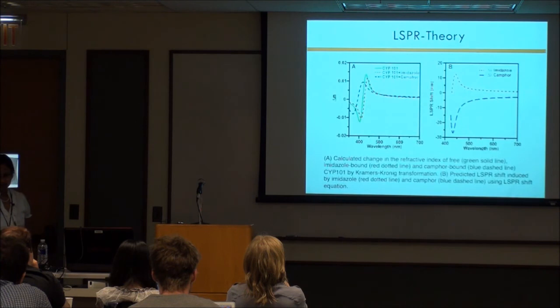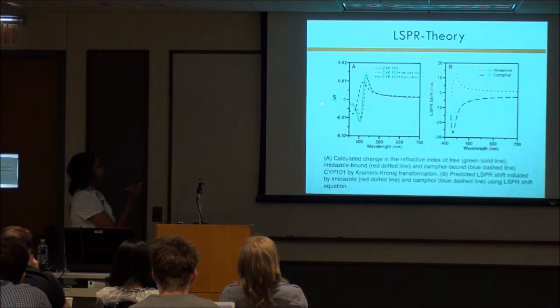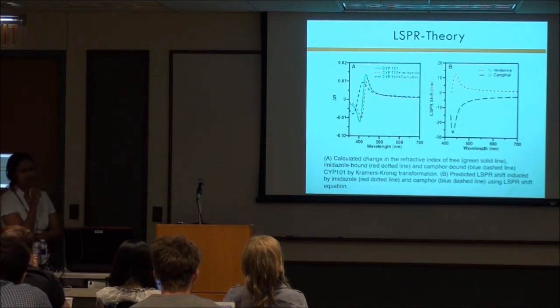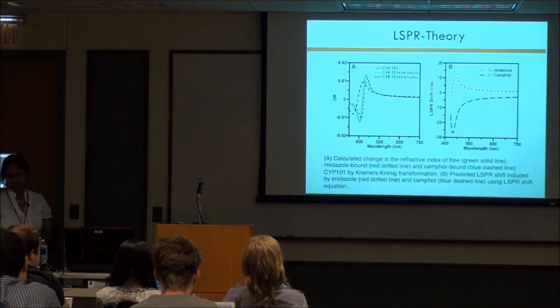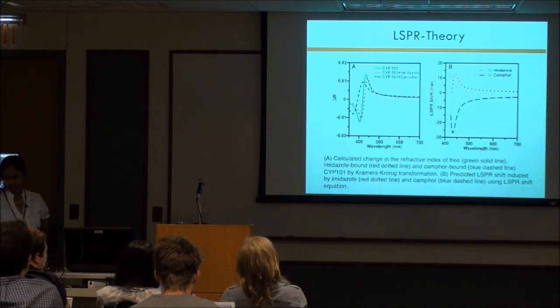And if you plot, this is a sort of theory, if you plot the change in the refractive index for these molecules binding, imidazole and camphor, then you do see the predicted LSPR shifts are positive and negative, and that's what we are seeing in the real experimental data. But what we could not explain is the extent of the shift. We are seeing more shift than the theory predicted, and more detailed theory is required to explain that.